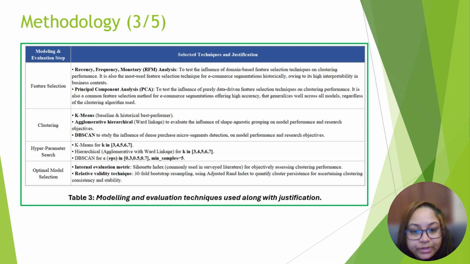Next, for hyperparameter search, k-means for k in a subset of 3, 4, 5, 6, 7 was used. Hierarchical for k in 3, 4, 5, 6, 7 again, because these values are basically selected on the basis of the elbow plot. Where the knee bend occurs in the elbow plot, that is the k that was used primarily as the best performer. Then for DBSCAN, epsilon in 0.3, 0.5, 0.7, with a minimum sample size of 5.